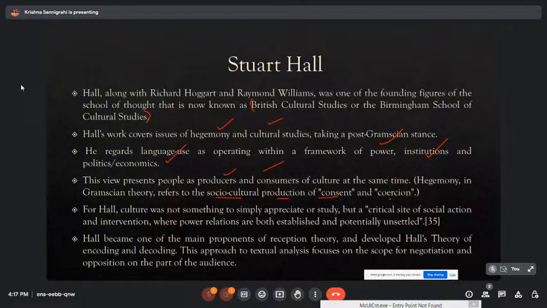So how is consent created? By playing with people's mind. For Hall, culture was not something to simply appreciate or study, but a critical site of social action and intervention where power relations are both established and potentially unsettled. So Hall became one of the main proponents of reception theory and developed Hall's theory of encoding and decoding. So reception theory is again important, and who developed that? This approach to textual analysis focuses on the scope of negotiation and opposition on the part of the audience.